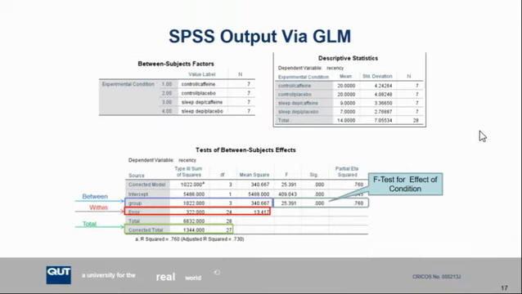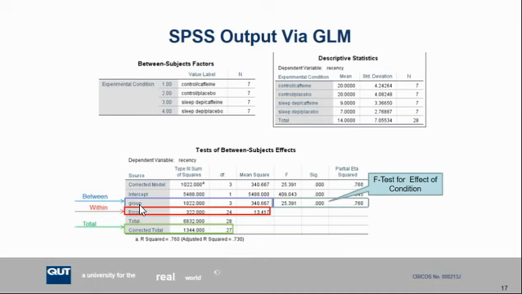Now, I'll just give you quickly a little look at the output that we would get if we carried this out via the general linear model analysis tool in SPSS rather than one-way, because this is the tool that we are going to be using when we move on to our factorial ANOVA designs. So we get the same information regarding our descriptives, the means and standard deviation for each of our conditions, but our ANOVA summary table looks a little bit different because it is using the general linear model. But obviously, it's going to be telling us the same thing.